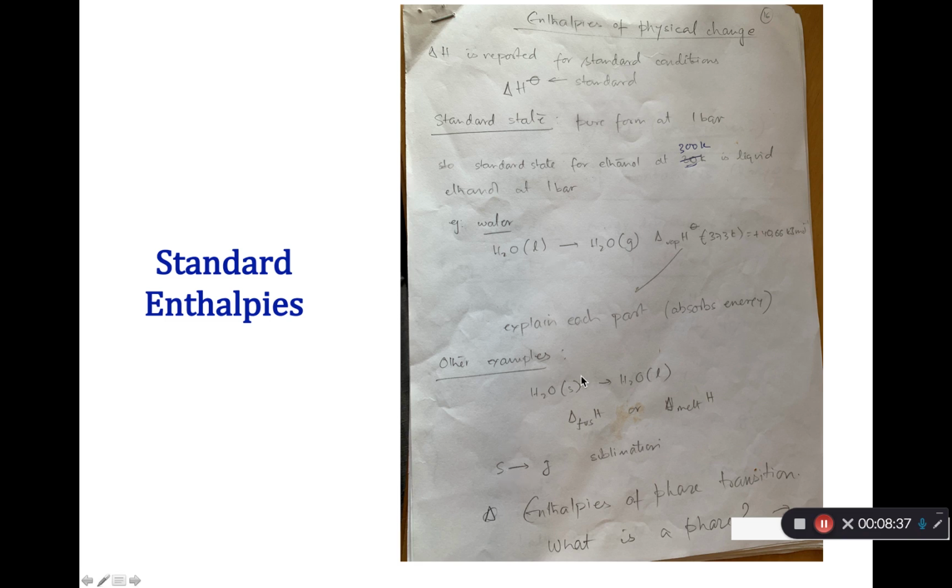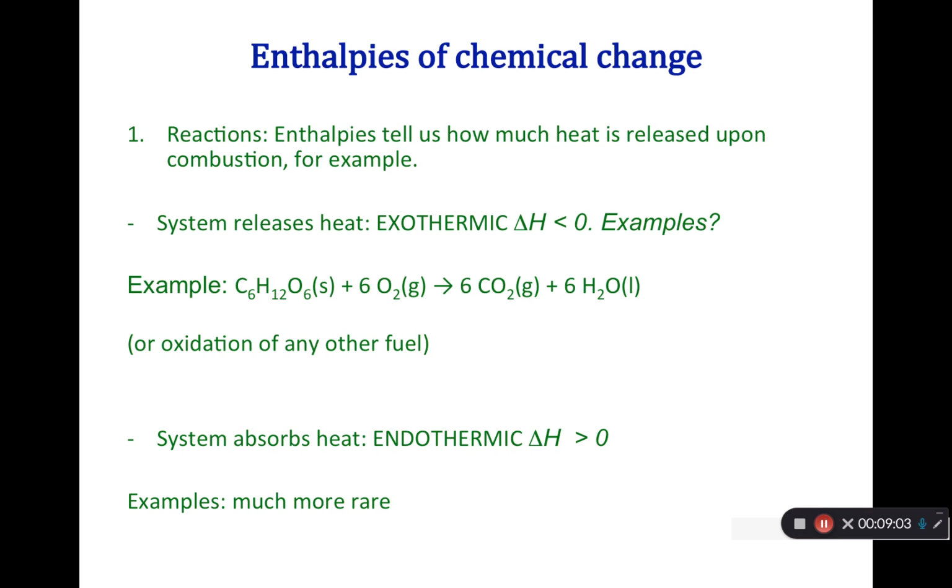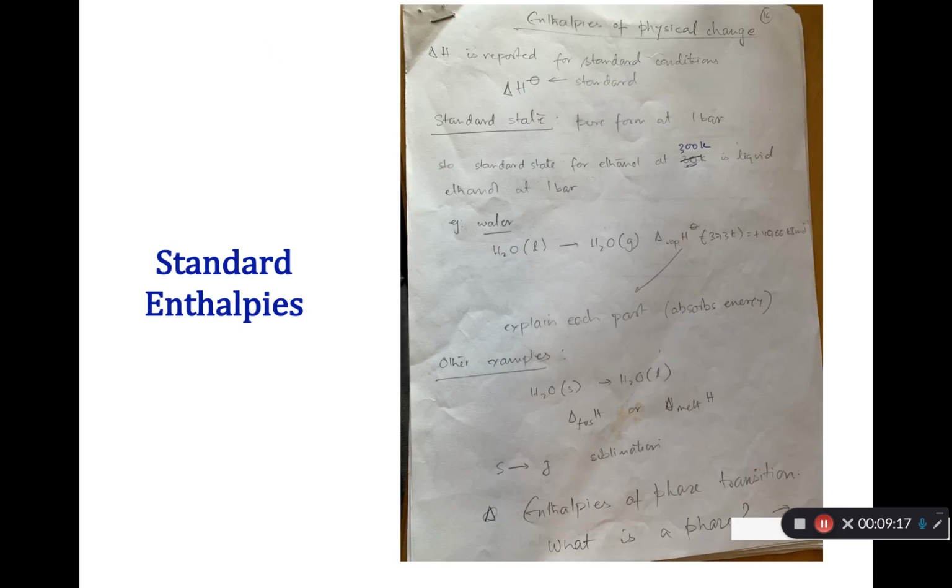Another example is melting of ice into water, and this is given by delta H melt. The standard sign is missing here. The liquid to solid transition is called fusion, FUS. Similarly, the solid to gas transition is called sublimation. So these are standard enthalpy changes of phase transitions. Since you are biochemists and molecular biologists and those studying biomedicine, we will not talk a lot about enthalpies of chemical change, but we will talk a little bit more about phases.